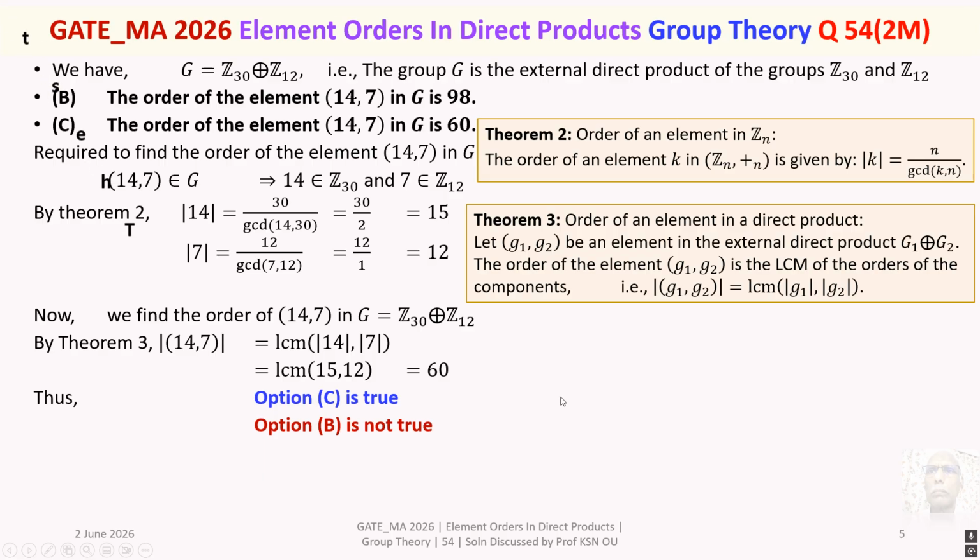Right. The statements that are true are options A and C. That is the detailed discussion of the solution of the problem from group theory, which is related to finding the orders of elements in direct products.